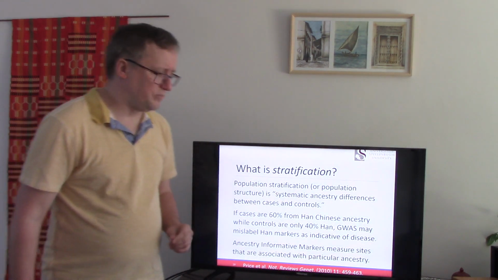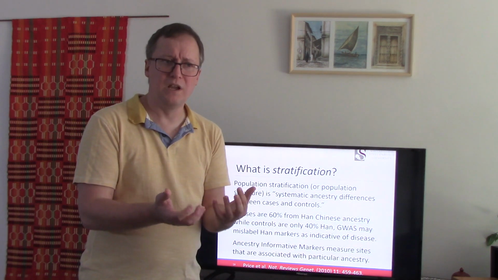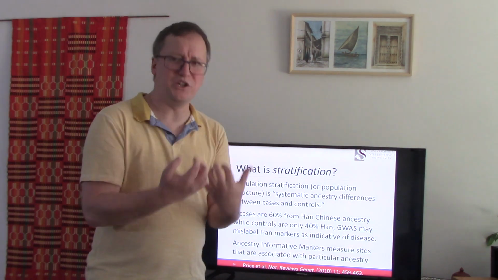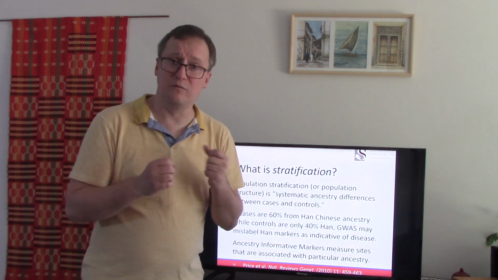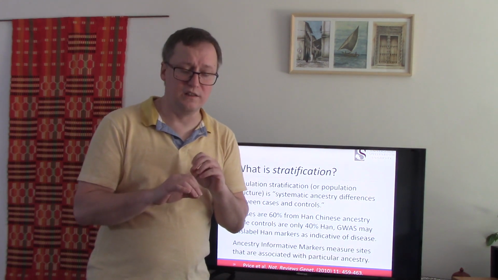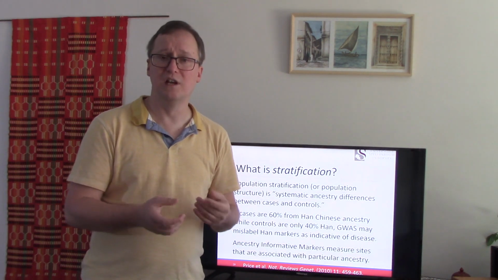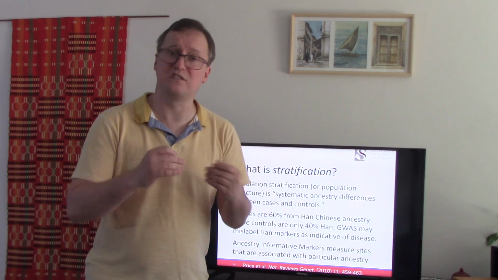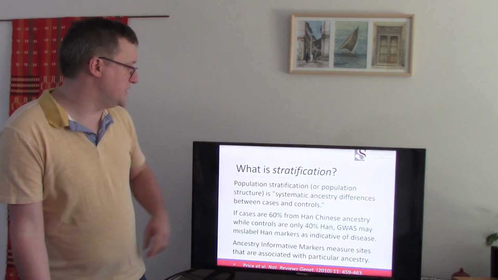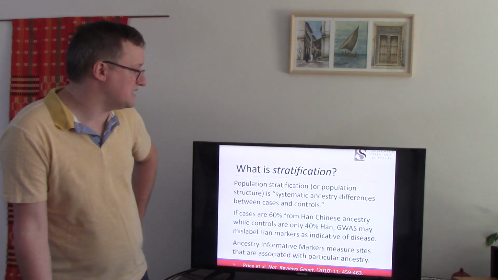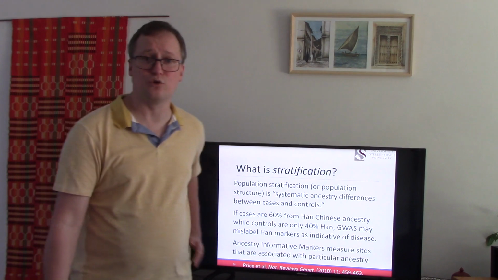Let us imagine that we're trying to find the difference between a pair of cohorts, but our cohorts are not homogeneous in population. You can create problems for yourself in that the differences in the populations of people that you've used for the two cohorts can trick you into finding associations that are not real. So we speak of stratification as a systematic ancestry difference between cases and controls.